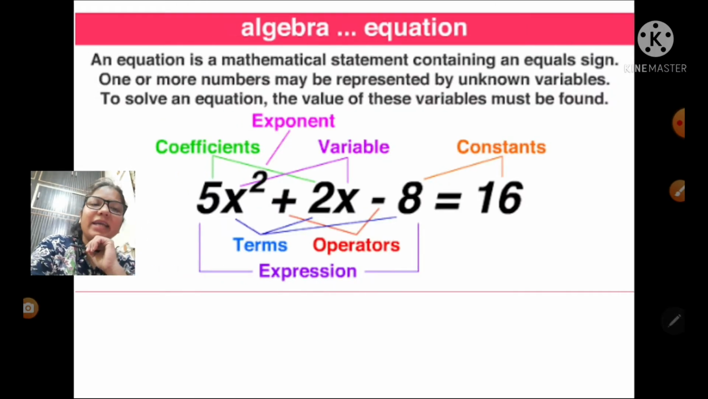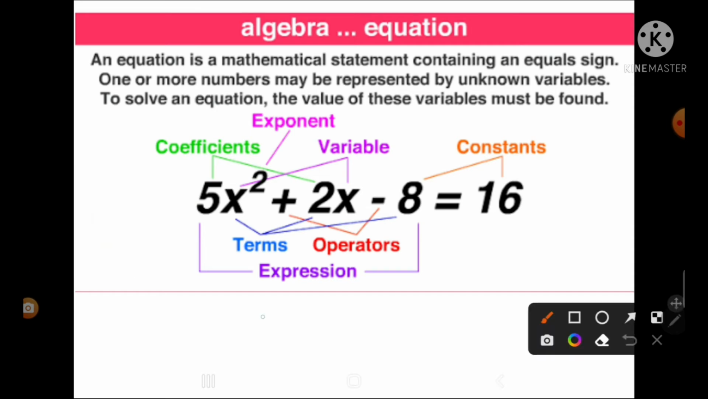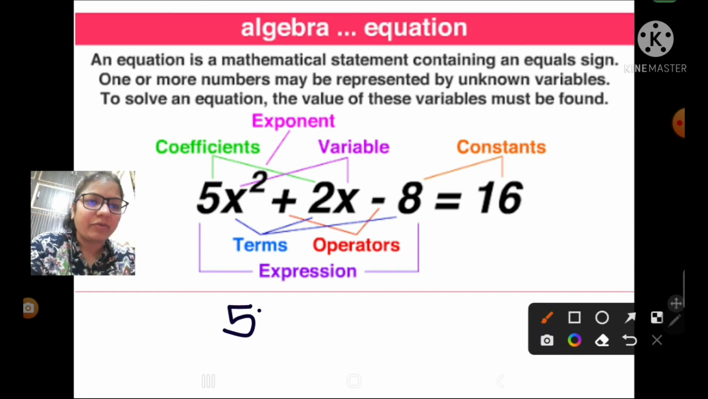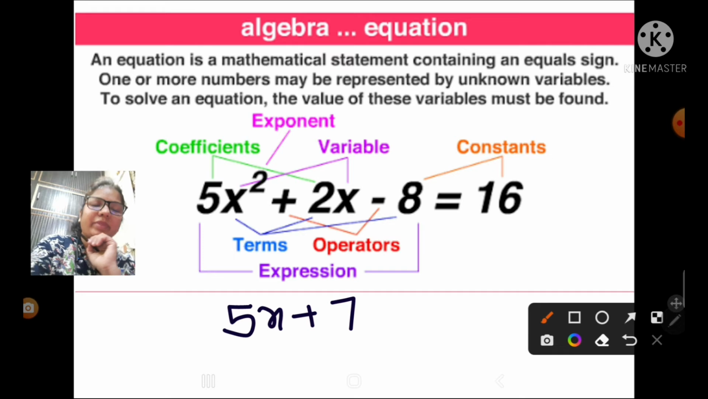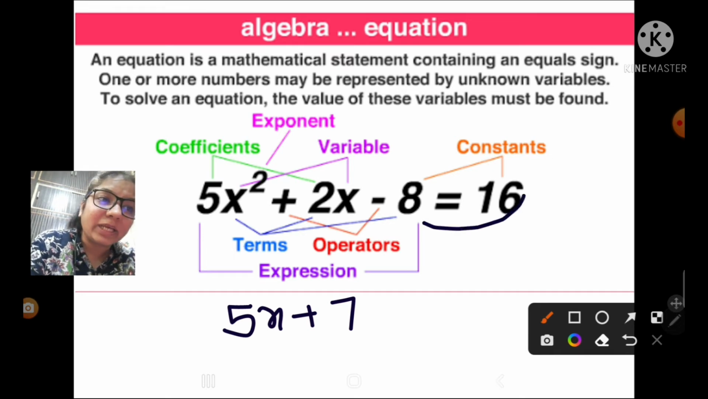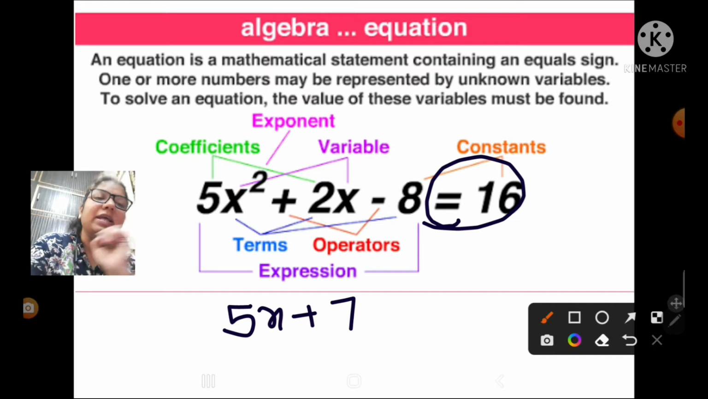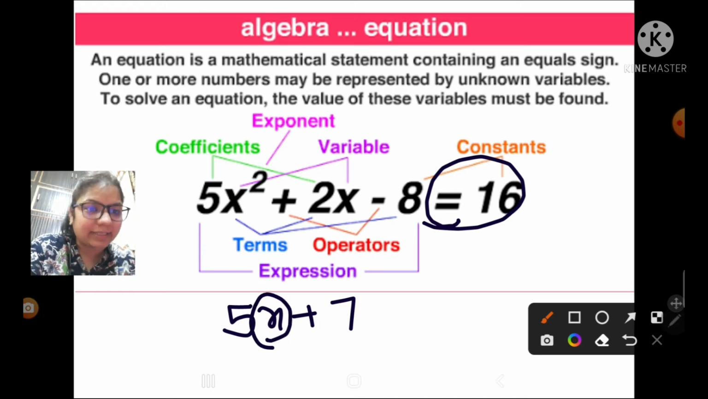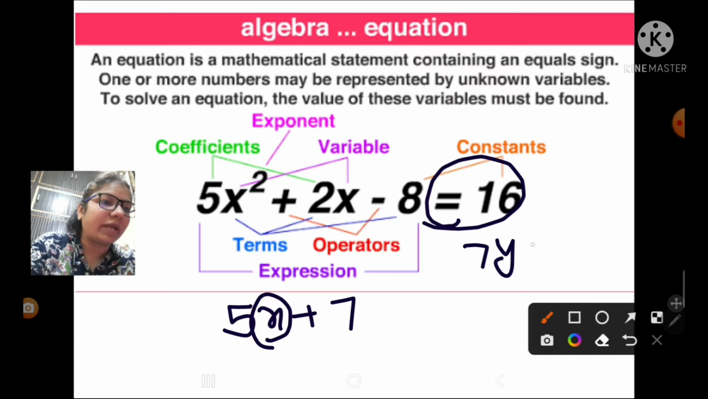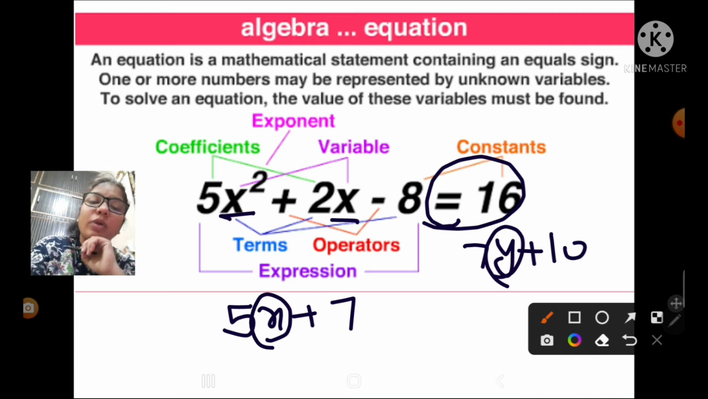Here you can see, I have 5x plus 7. So this is an expression. But when an equal sign is given, this will be an equation. So what are the parts of an expression or equation? Like this x, 7y plus 10, this y, x square, x, these are all variables.